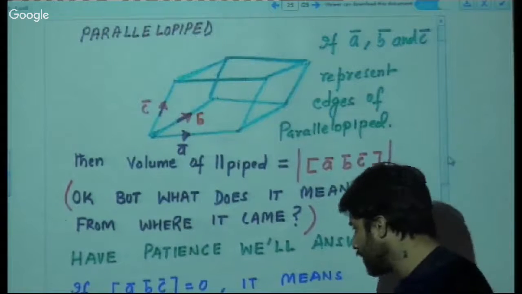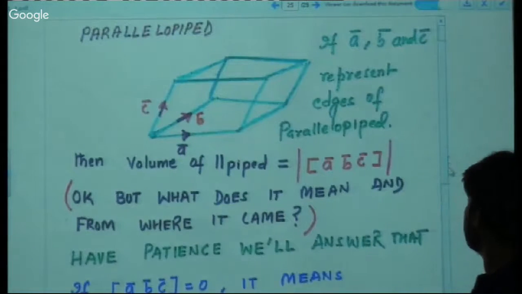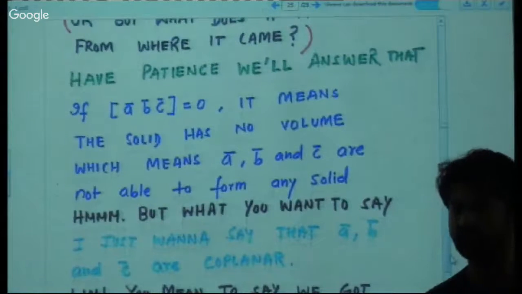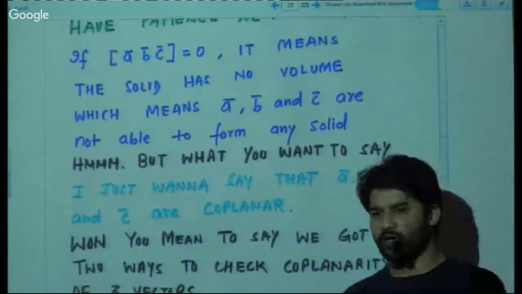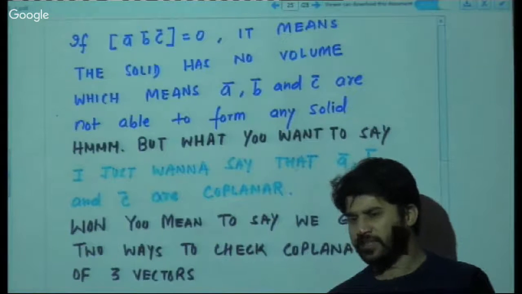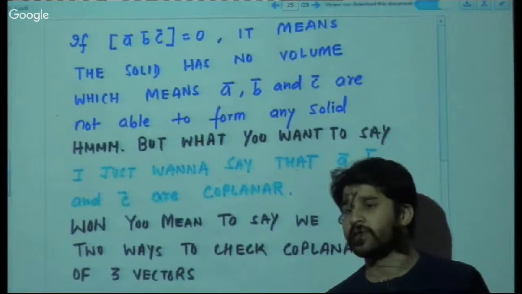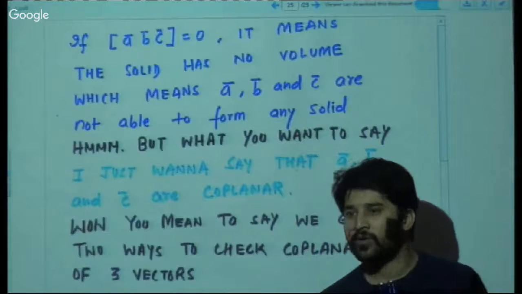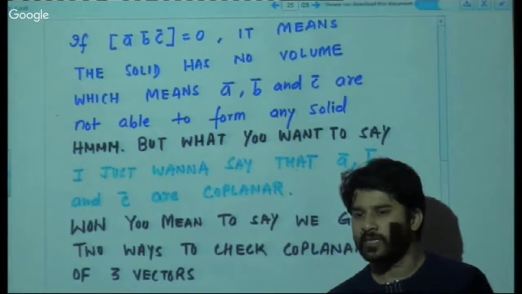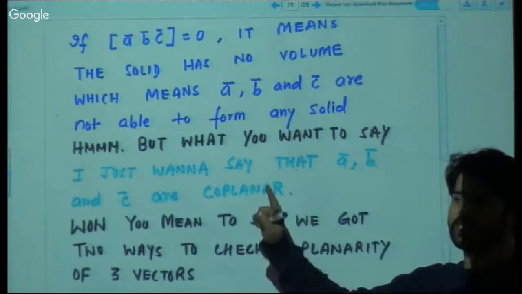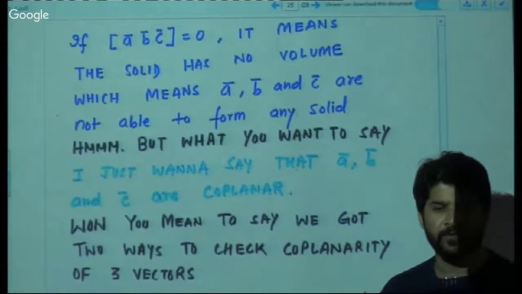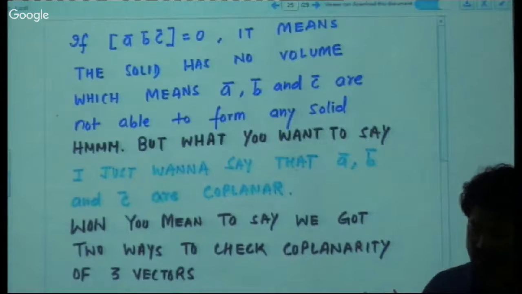Can it come down? No. So when I say the volume is 0, when I say that all the 3 edges are creating a solid whose volume is 0, it means they are not creating a solid. And when these 3 cannot create a solid, when they are in the same plane, we learned one more thing: when they are in the same plane, one vector can be written as a linear combination of the other. The other thing we learned is that their scalar triple product will be 0, meaning the volume of the parallelopiped will finally turn out to be 0 if these 3 are coplanar.